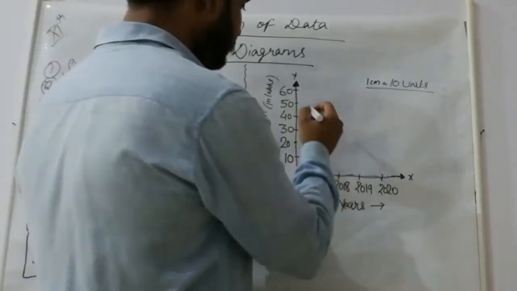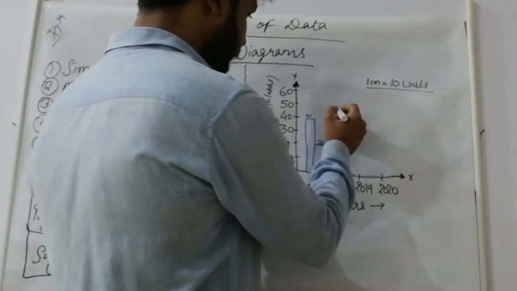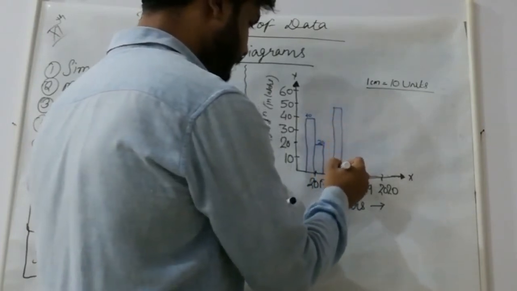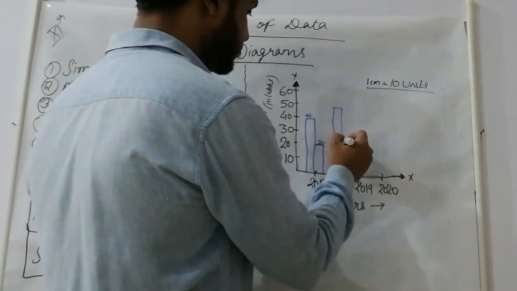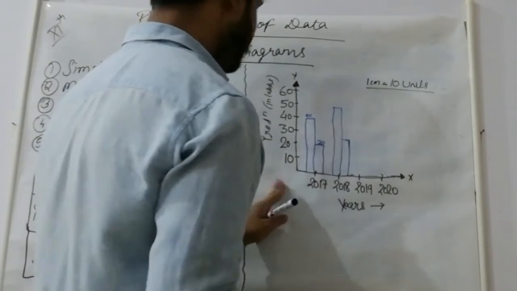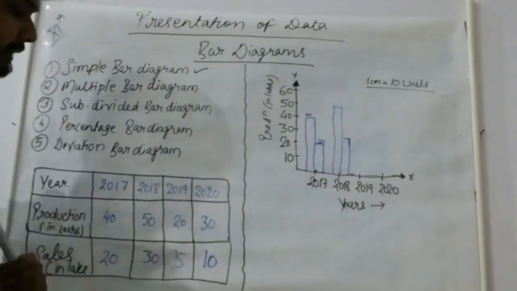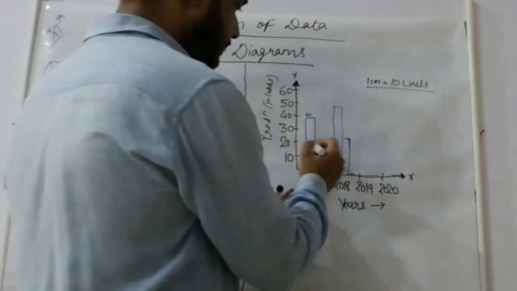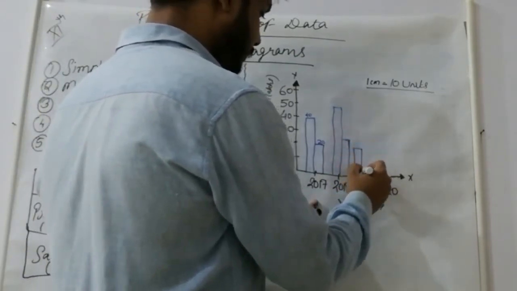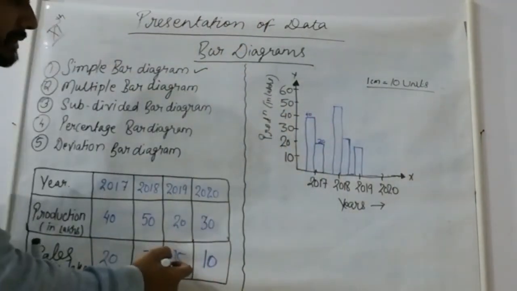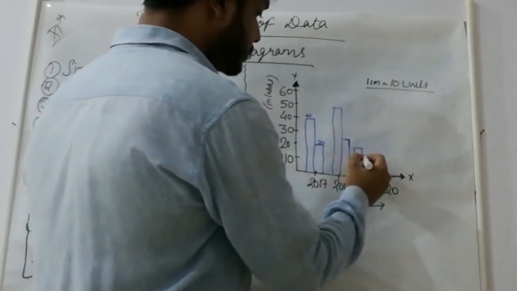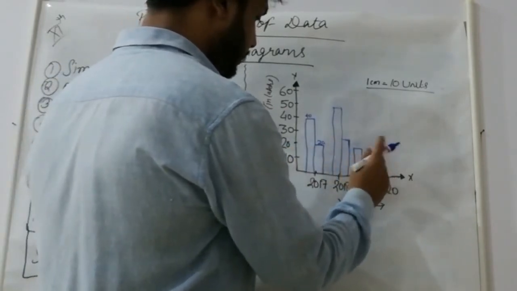So 2018, production is 50, so make it till 50. Like this. And 30 is the sales, so show the sales like this. Then for 2019 we have 20 and 15. So show the production as 20. And sales is given as 15. So between 10 and 20, the midpoint will be 15. So it will come somewhat like here.